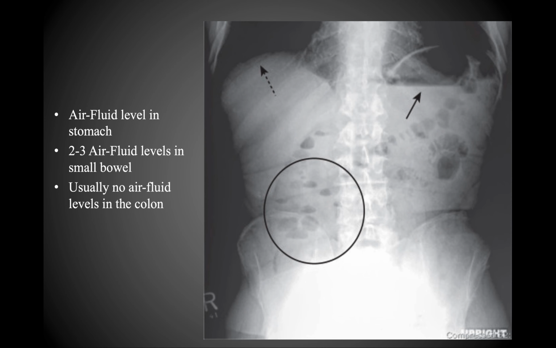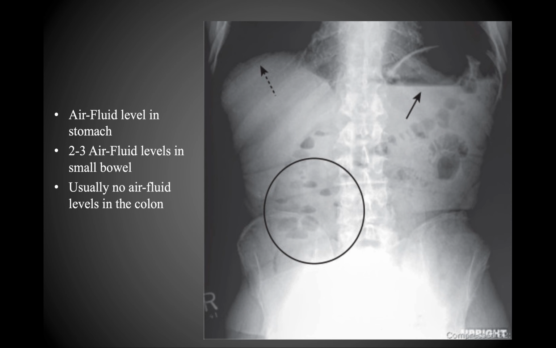I also mentioned before the air fluid levels. I wanted to come back to that while we're talking about gas. So sometimes where there's gas and then there's fluid next to it is where you'll see an air fluid level, but you'll only see this on an upright patient. If they're supine or prone, you won't see the air fluid level.